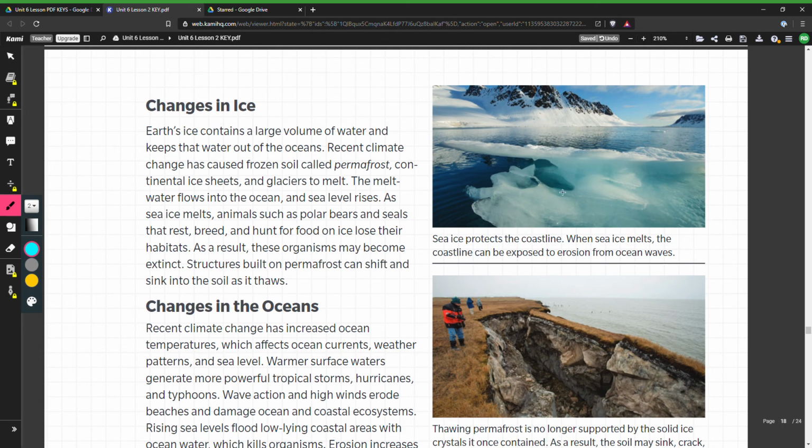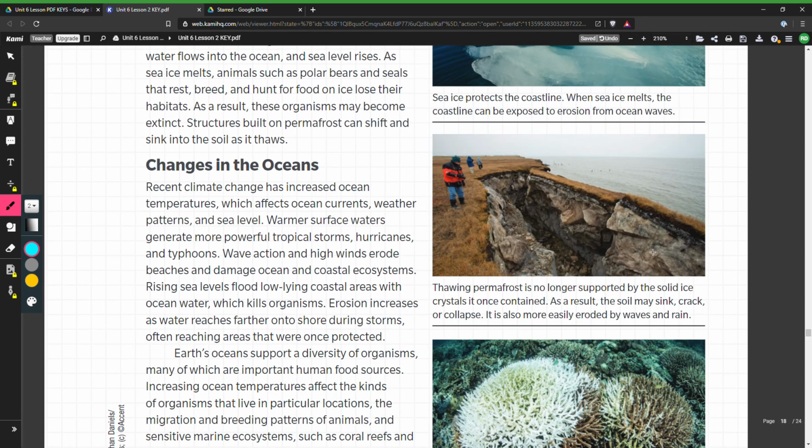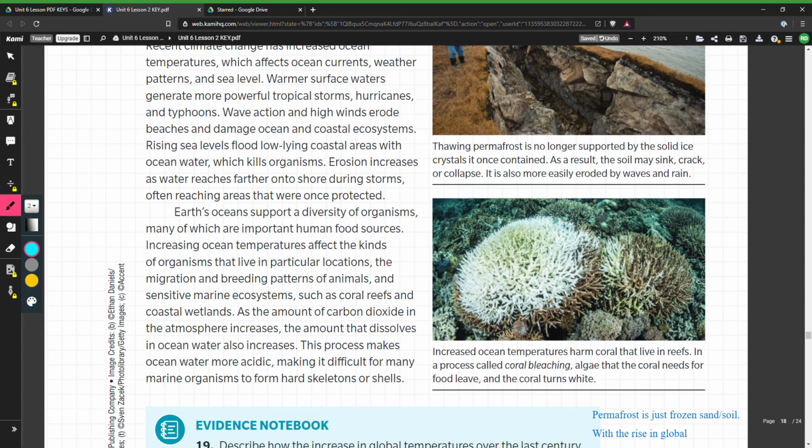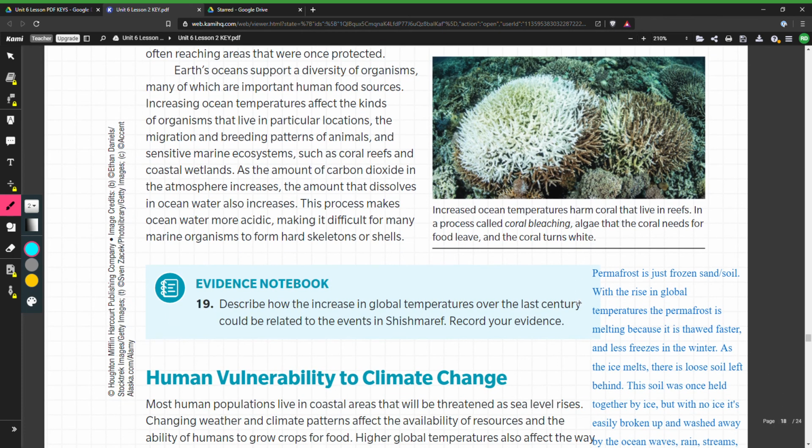Here's more like the ice is melting, the permafrost is melting, the oceans are getting warmer, which is causing the corals to bleach and die off, because corals live off of a bacteria that lives on them, but then when the water gets too warm, the bacteria can't survive, so then they don't have any food.